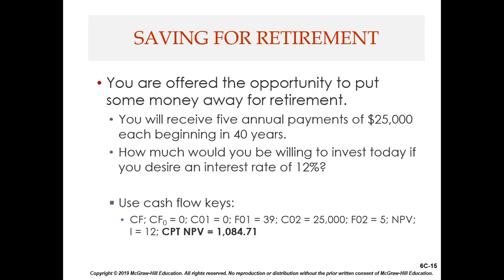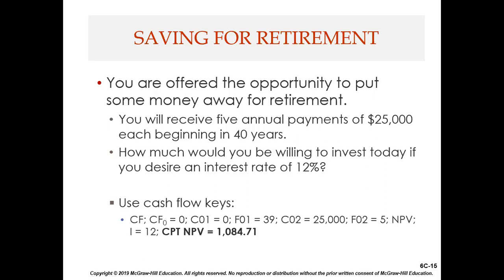N is 40, I is 12%, future value is 25,000. Going to arrow back up and present value that. And I get $268.67. I'm going to change just my N to 41 and then calculate for present value, and I get $239.88. Change my N to 42. Present value that, enter, 214.18.